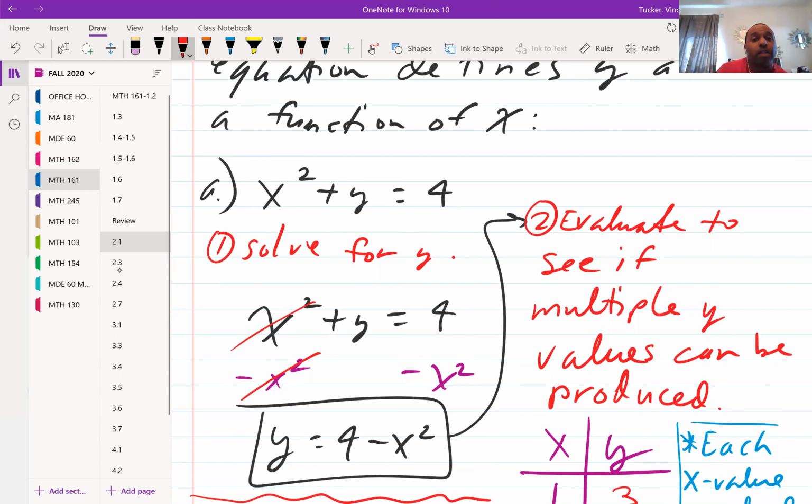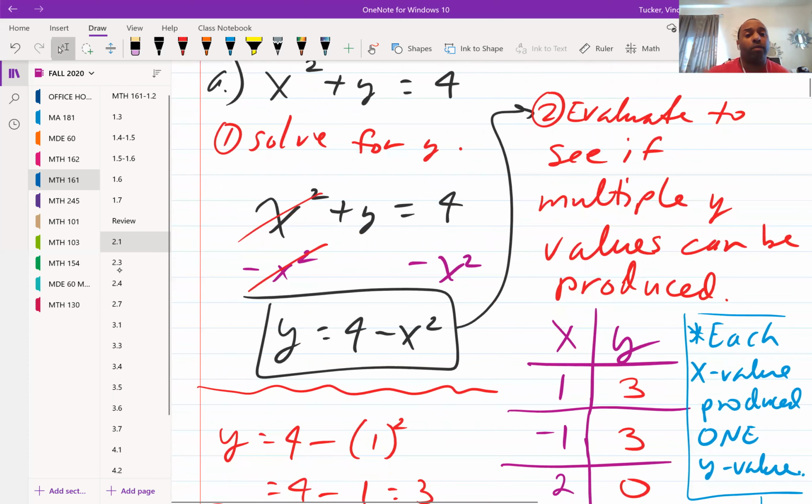So if you want to see if an equation defines y as a function of x, you have to solve it for y first before you do your evaluation. Then, looking at step 2, you want to evaluate to see if multiple values of y can be produced. I'll show you what that means in a second.